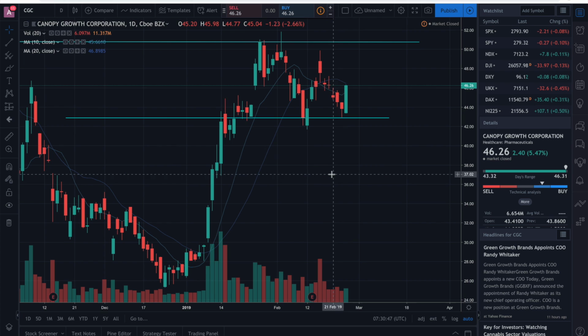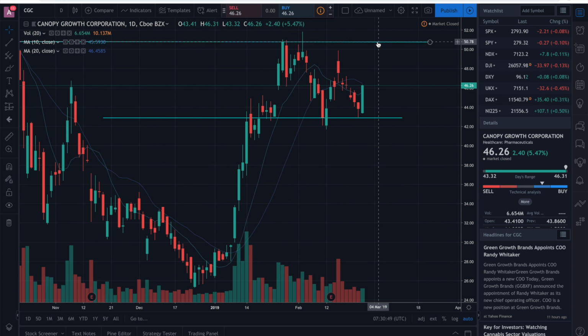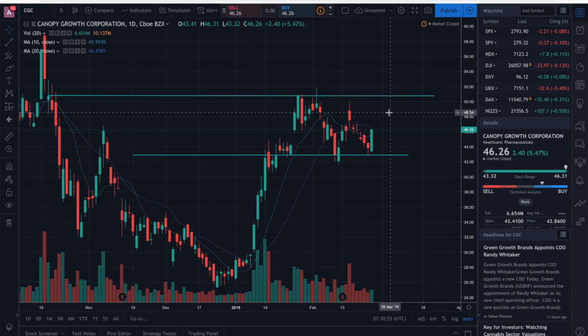And so we are looking for the stock to break over this resistance line, which is at $50.74. So what do we have here? The stock looks like it's forming something called an ABCD pattern. So right here we have our breakout point. So right here the stock is forming A.